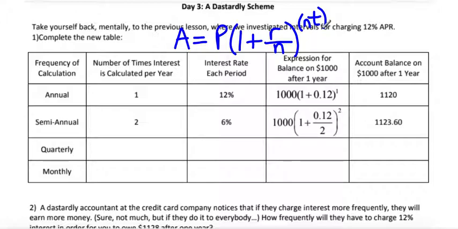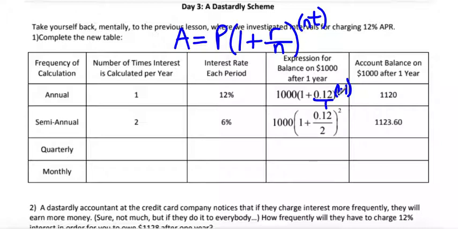So you can see this table's already started for you. If the interest is calculated 1 time per year, we have a 12% interest rate on this particular credit card. So this is plugging into that formula. Now, since it's only 1 time a year, we divided it by 1, which of course we didn't write down, and then 1 times 1 year. And when you put that into your calculator, you get 1120.